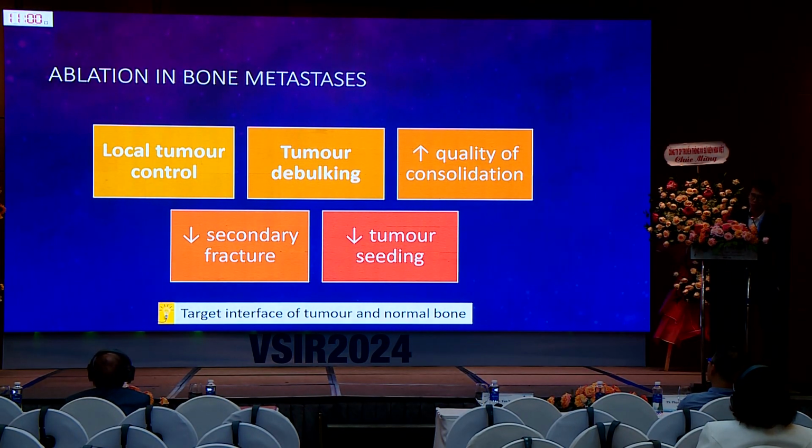So why do you need ablation in a bone metastasis? You want to get local tumor control, you want to reduce pain, or the tumor is so big that it might cause cord compression and encroach into very critical structures. You want to improve the quality of consolidation, such as improve the cement fill and decrease cement leak. You want to decrease secondary fractures, or decrease tumor seeding in the needle tract. The important point here is to target the interface of tumor and normal bone in order to reduce pain.